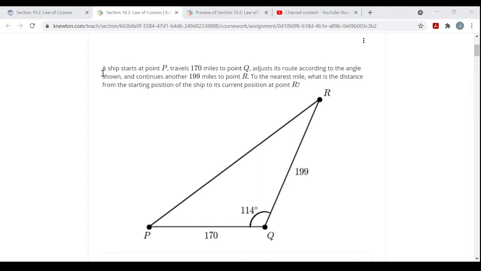Alright, so I've got a question here. A ship starts at a point P, so this point here, travels 170 miles to point Q, adjusts its route according to the angle shown, makes this turn and then heads toward point R and travels 199 miles to point R. The question is, to the nearest mile, what is the distance from the starting position of the ship at point P to its current position at point R, so this side here. Alright, so I'll draw this picture and get to work.